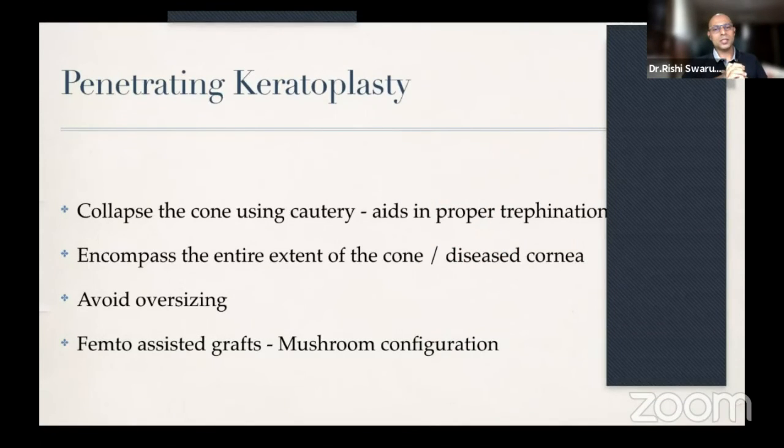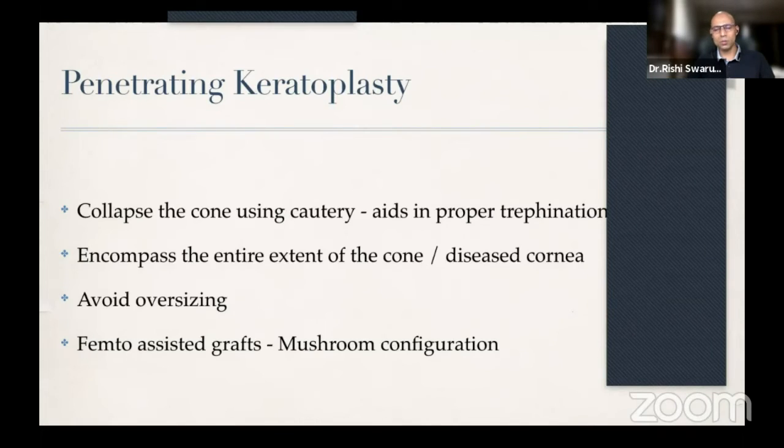So some of the tips when you're doing penetrating keratoplasty in these eyes: collapse the cone. You can use a cautery to actually apply directly over the cone and it can shrink. The advantage of doing that is trephination becomes a lot more controlled. Otherwise, if you have a very ectatic cornea, you'll end up trephining eccentrically. Encompass the entire cornea. That's very, very important.